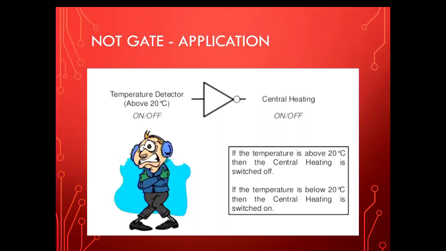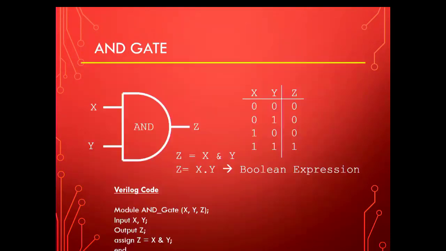Here's an example of the NOT gate. So here's a temperature sensor. If the temperature is above 20 degrees centigrade, then the central heating is switched off. Okay, all right. Temperature above 20 degrees centigrade, that means it's going to create a logic of 1, right? 1 goes through an inverter, you get 0 at the output. 0 would mean off, so central heating will be off. Okay, it's a very, very simple application of the NOT gate.